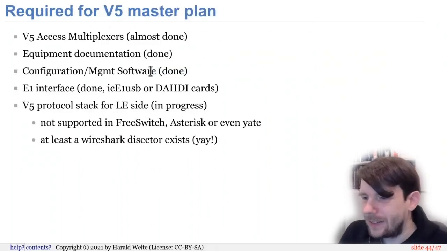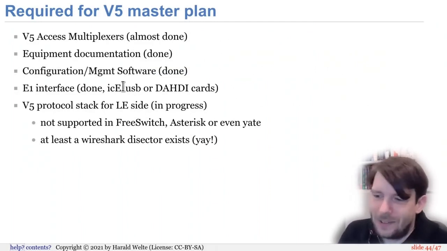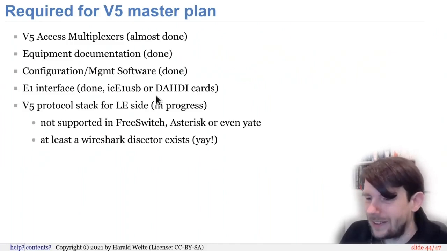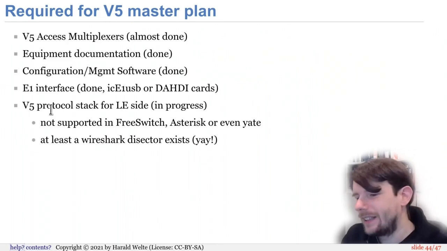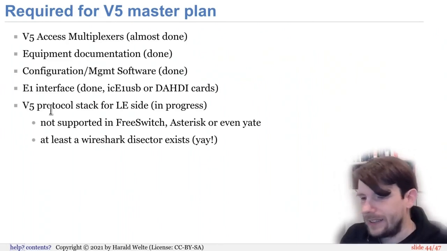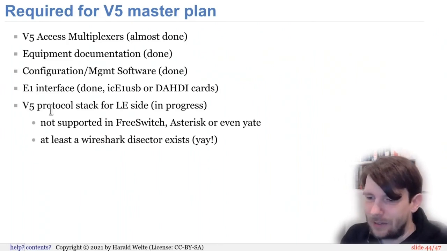We need access multiplexers, basically almost done. We need the documentation, which I already have, and configuration management software, which I already have. We need E1 interfaces. Well, old DADI cards, or now the ICE1 USB, of course, is the ideal candidate for that. And then we need the V5 protocol stack for the local exchange side. And there's no open source software that supports V5 apart from Wireshark.